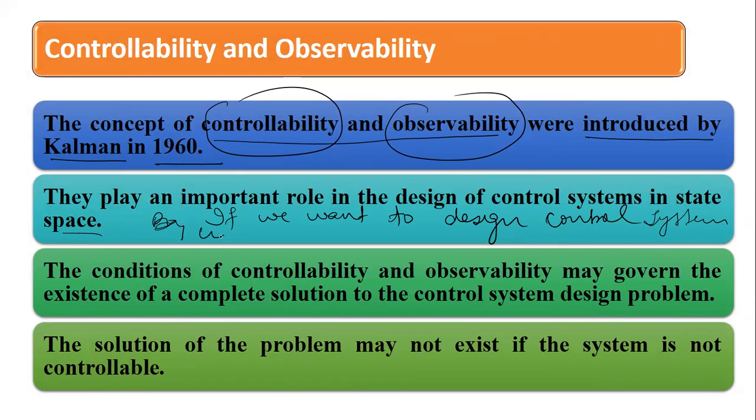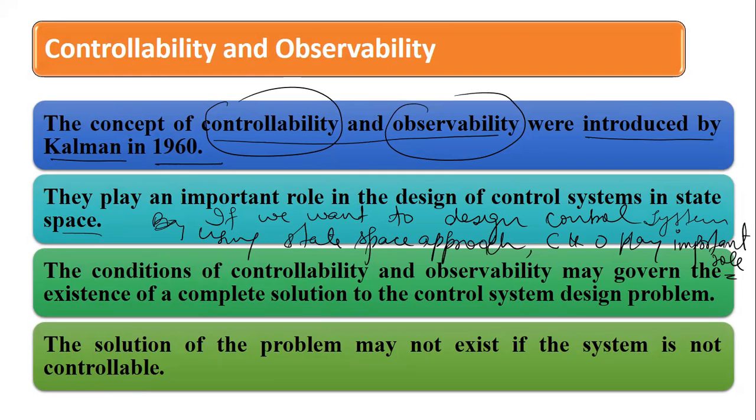using the state space approach, controllability and observability play an important role. Now, what is the condition for the system to be controllable? What is the condition for the system to be observable?